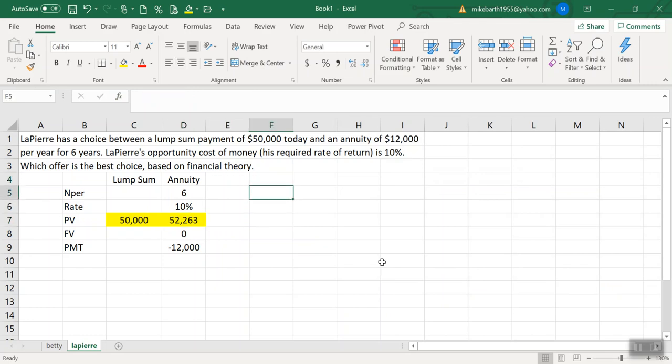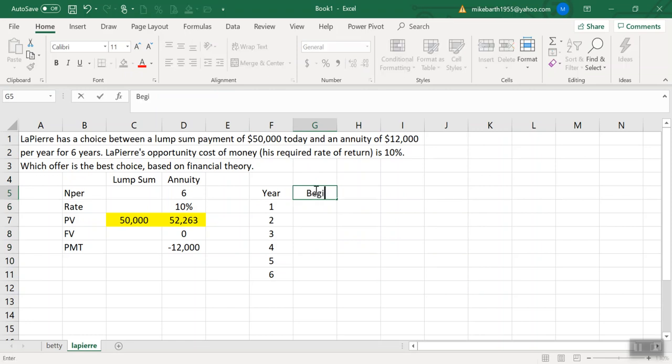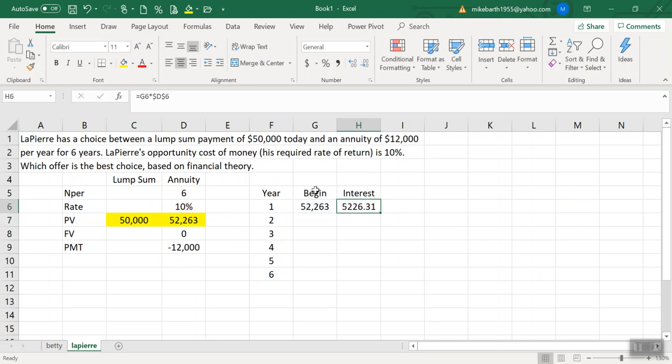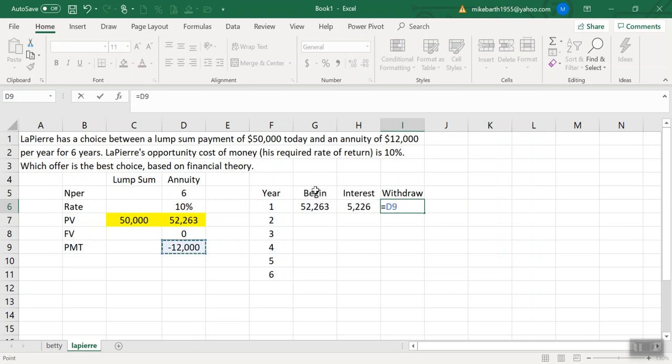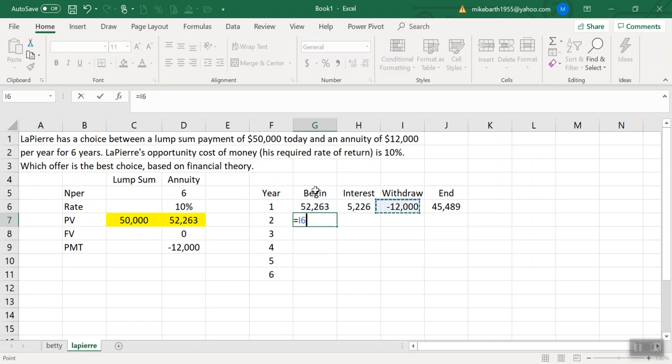We can demonstrate that by setting up one of these amortization tables: 1, 2, 3, 4, 5, 6. If I began with $52,263, which is the present value of that, the interest during the year would be, it would earn 10% interest over the course of the year, and I'm going to lose the pennies. And the withdrawal, you take out $12,000 at the end of the year, and the ending value, you'd have $45,489.